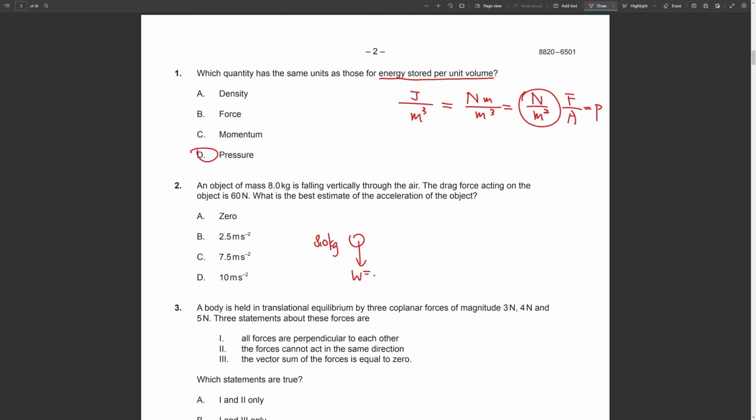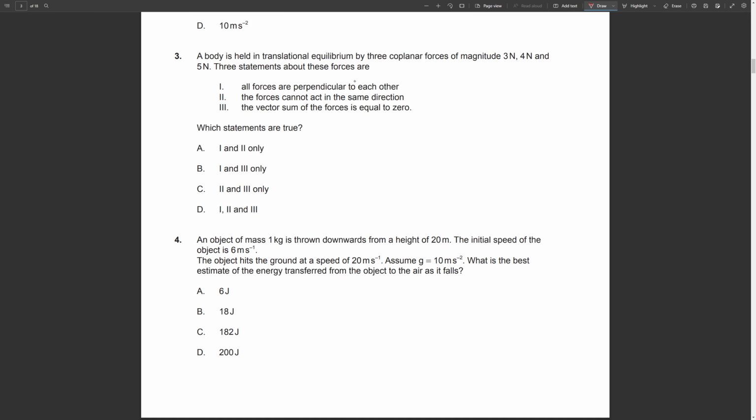In question 2, you got an object of 8 kg, which means it is under a weight of 80 Newton. At the same time, there is an upward drag, and the drag's magnitude is 60 Newton. To conclude, right now, the net force is 20 Newton. Because of Newton's second law, net force equals ma, so we have 20 equals 8.0 kg times a. a is equal to 2.5 meter per second square. B is the answer.